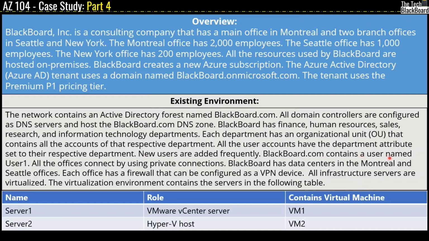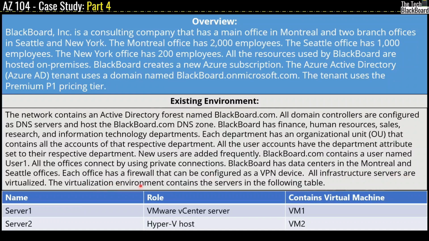Blackboard.com contains a user named user1. All the offices are connected by using private connections. Blackboard has a data center in the Montreal and Seattle offices. Each office has a firewall that can be configured as a VPN device. All infrastructure servers are virtualized.